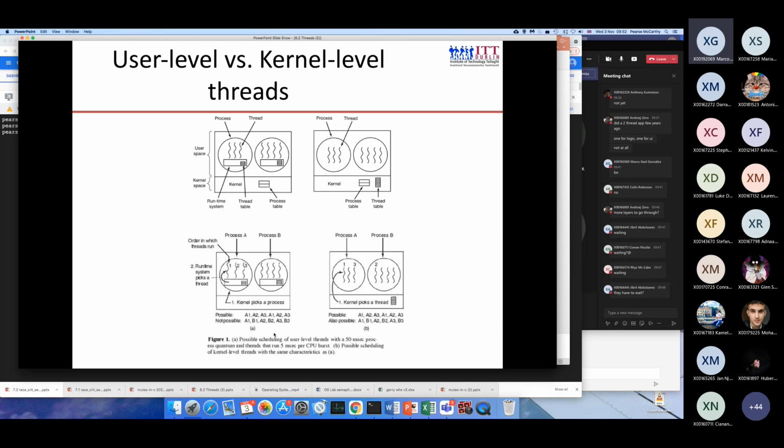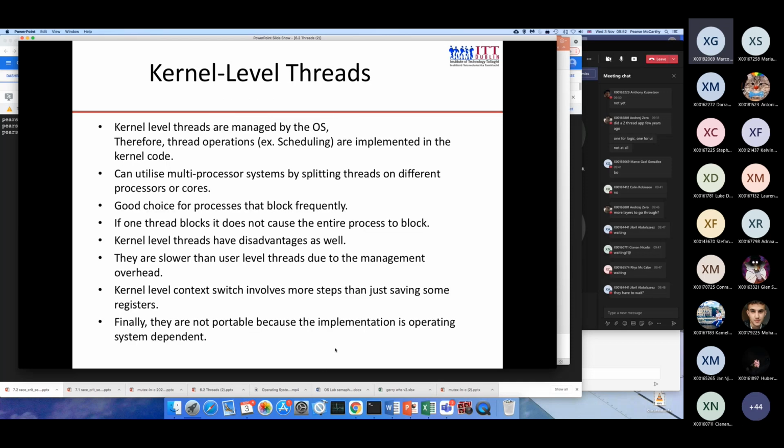All right. Kernel level threads. As I say, I'm not sure there's anything here that I haven't explicitly said already, but I'll read through it anyway. Kernel level threads are managed by the OS. User level threads are not. Everything is implemented in kernel code. They can utilize multiple cores. That's fine. A very good choice for processes that block frequently, because obviously if a thread blocks, the other threads aren't affected. If one thread blocks, it doesn't cause the entire process to block, whereas with user level threads it does.